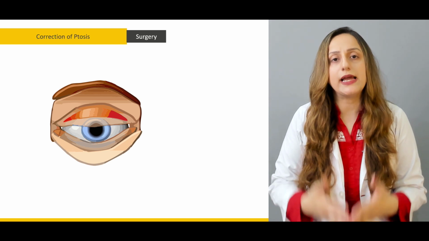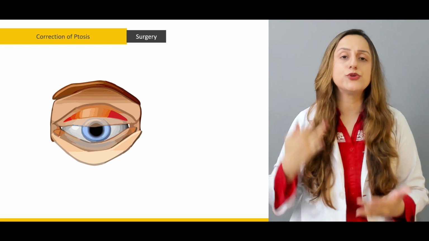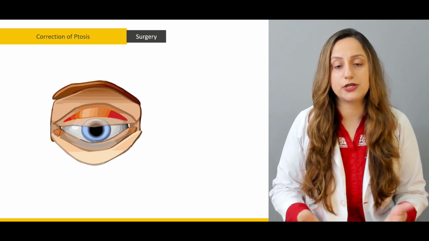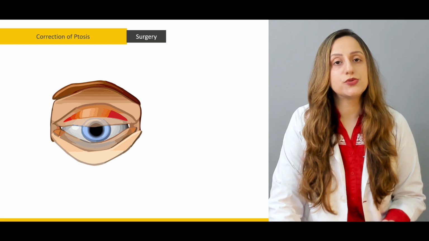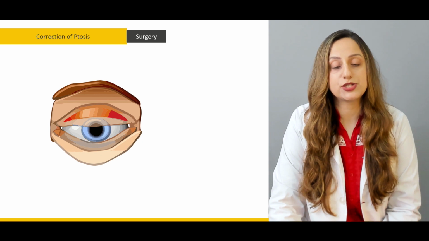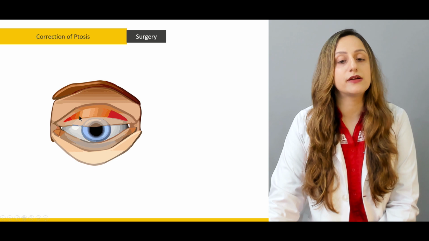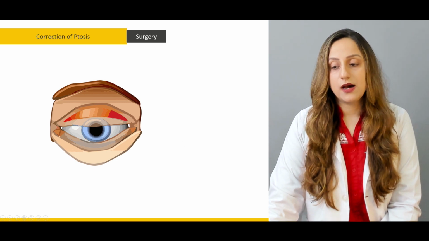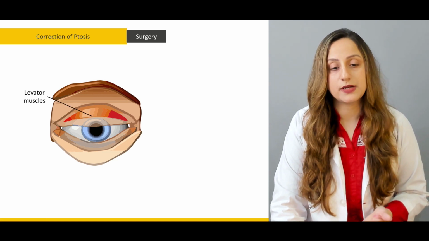And once you have evaluated the patient and you see that this is some sort of an aponeurotic kind of ptosis in this particular patient, you're going to perform the surgery to correct the levator muscles. As you can see, we're going to cut open, we're going to give incisions over here, and you're going to perform the corrective surgeries in these particular patients.